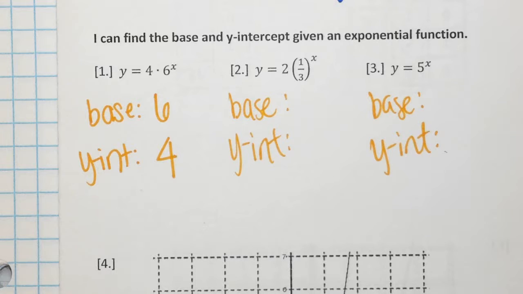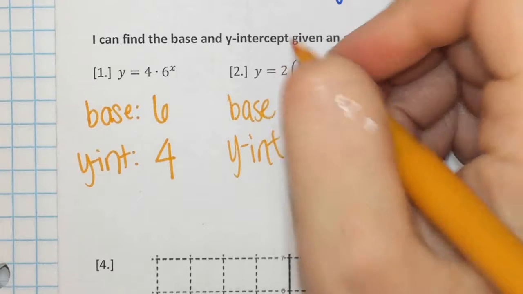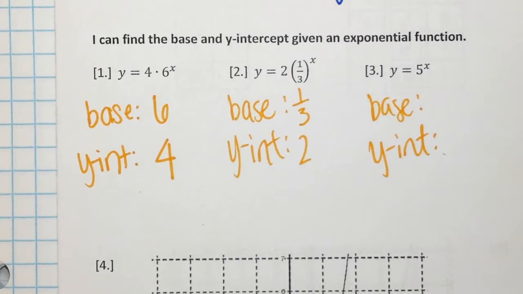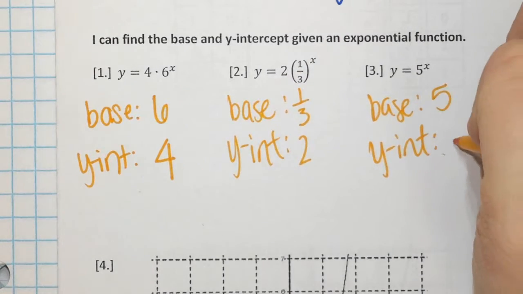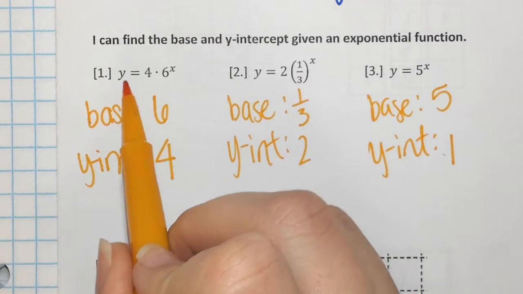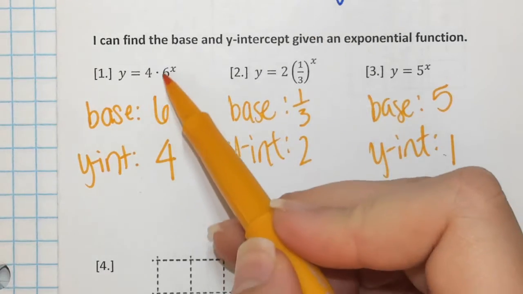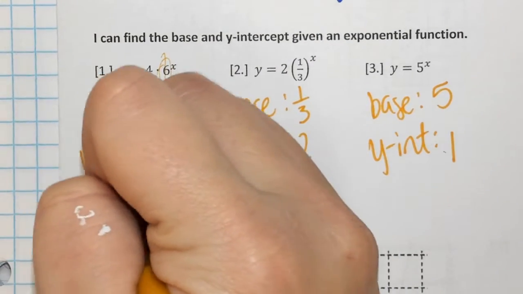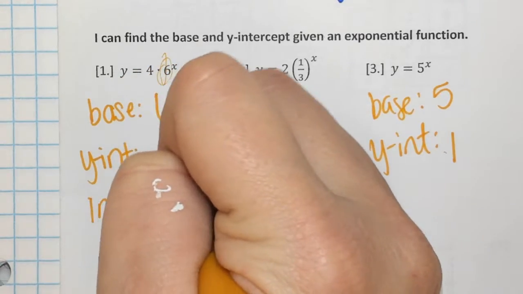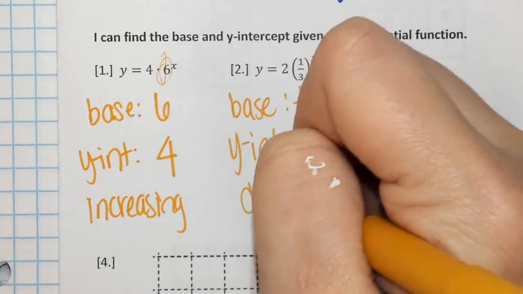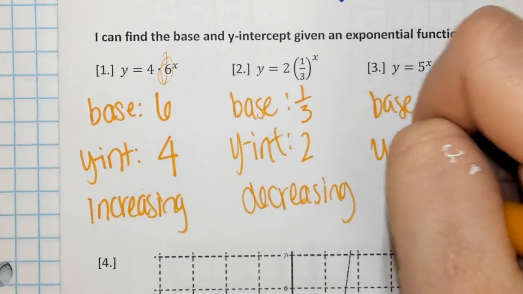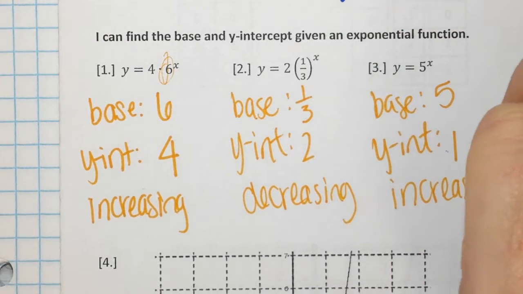All right, are we ready? What did you get for number 2? What's our base? All right, what's your y-intercept? Good. All right, what's your base here? And y-intercept? Awesome. Is this function, number 1, increasing or decreasing? Increasing, because this is a whole number. So this one is increasing. What do you think about number 2? What would it be doing? Decreasing. And number 3? Increasing. Awesome.